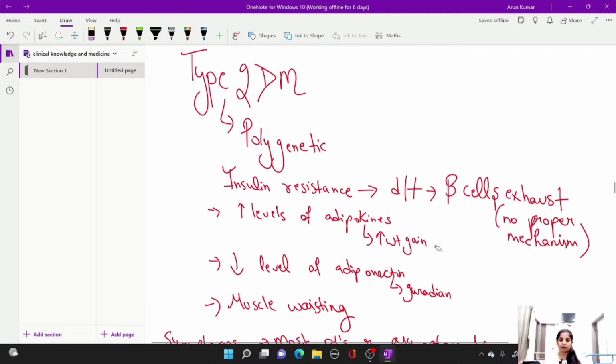Now, due to the weight gain, these patients are most commonly obese, and there will be a decreased level of adiponectin, which is the guardian against obesity. So in short, due to the increased level of adipokines, the patient will be obese, and the levels of adiponectin will be reduced, which will not allow the patient to stay thin or healthy.